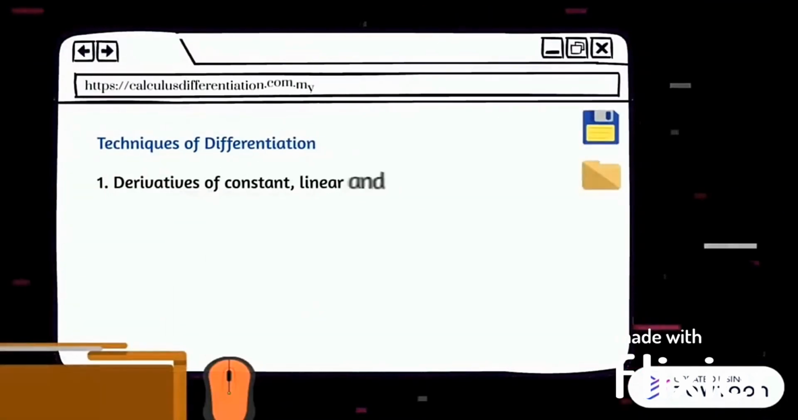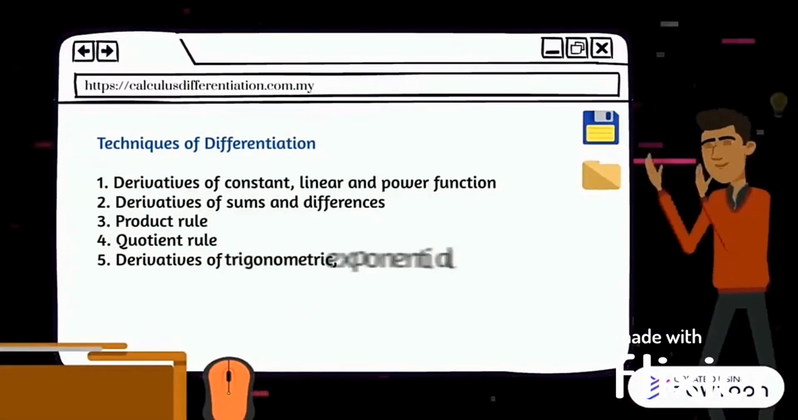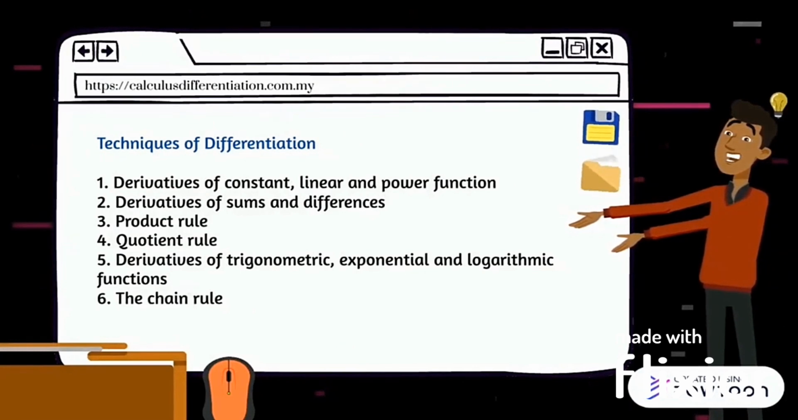Techniques of differentiation. First, derivative of constant, linear and power function. Second, derivative of sum and differences. Third, product rule. Fourth, quotient rule. Fifth, derivative of trigonometric, exponential and logarithmic function. And the last one is the chain rule.